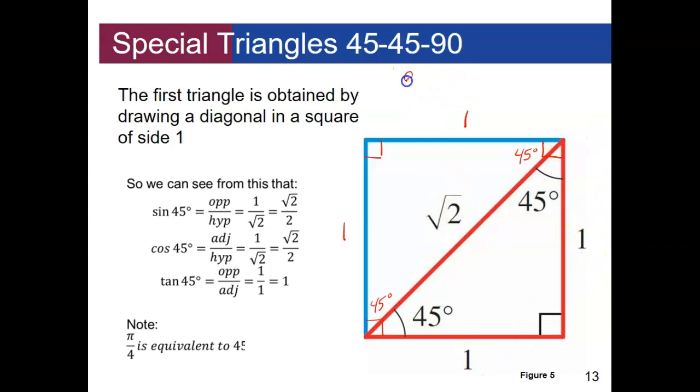So using the Pythagorean theorem, I'm going to have 1 squared plus 1 squared equals the hypotenuse squared. So that's going to be 1 plus 1, which is 2.